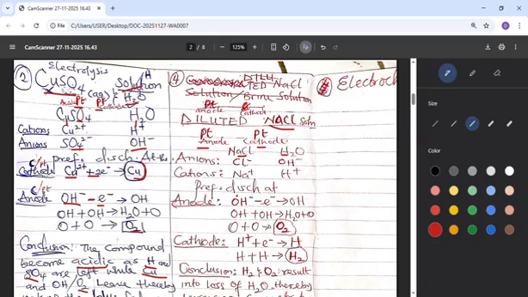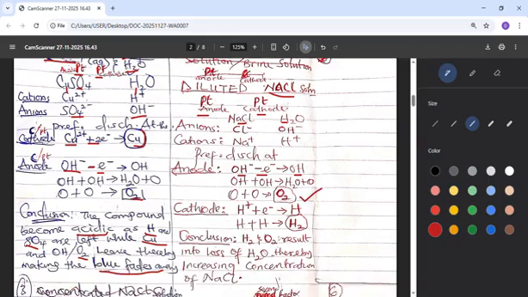So which one will be the preferential discharge at the anode? It means between Cl⁻ and OH⁻. OH⁻ will be preferentially discharged because it's lower in the activity series, just as I've shown earlier. And what normally happens at the anode, there's always a loss of electrons, so this will give us OH, and the OH will combine to give us water and oxygen. The oxygen will combine to give us oxygen gas, meaning the oxygen gas is produced here.